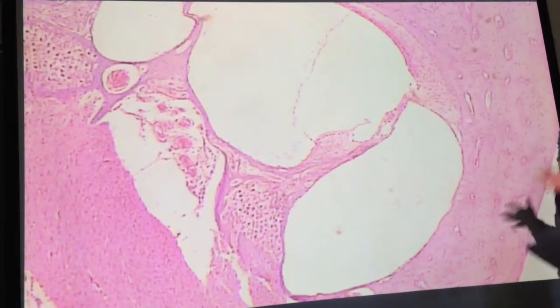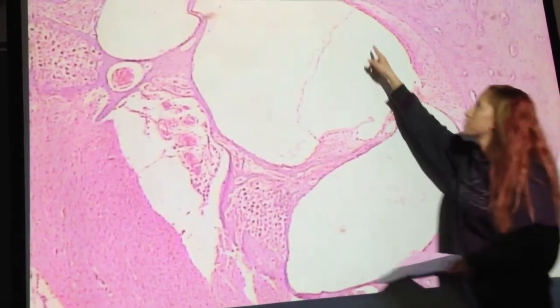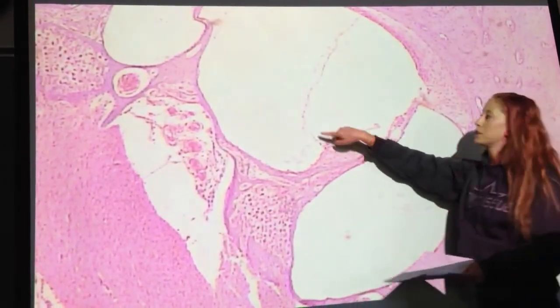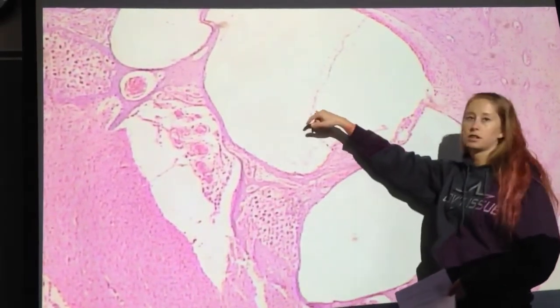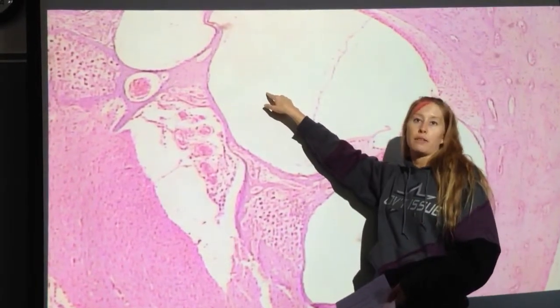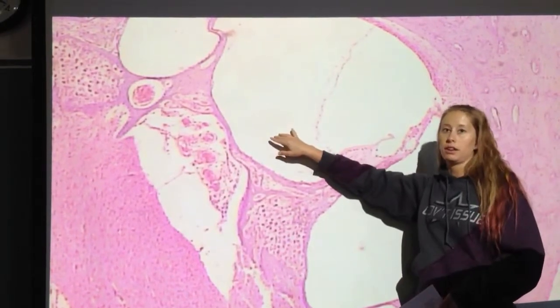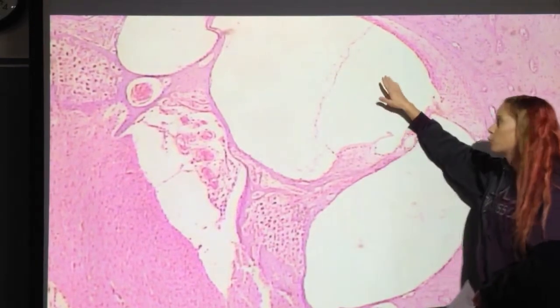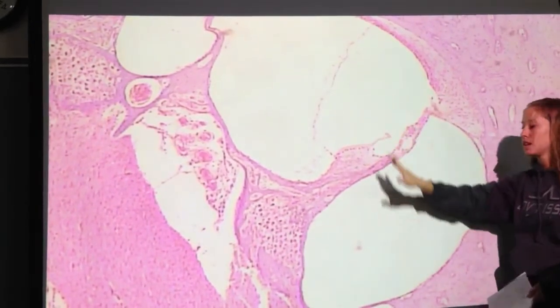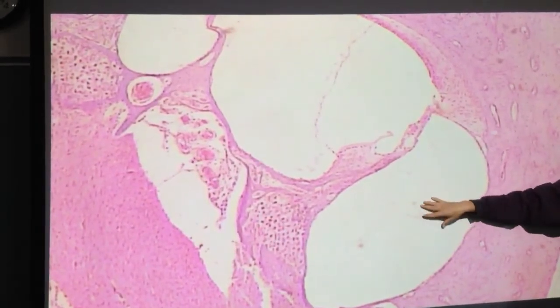First we have the scalae. The scalae are these big empty spaces. Then we have this membrane here, which is called the vestibular membrane. I point that out now because the scala next to the vestibular membrane is the scala vestibuli. So just as a way to keep that one straight, the scala vestibuli is the one by the vestibular membrane. The one in the middle is the scala media, and the other one is the scala tympani. I don't have something fun for that one, but it's just the other one.